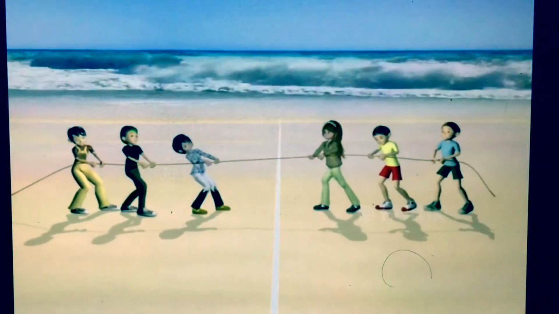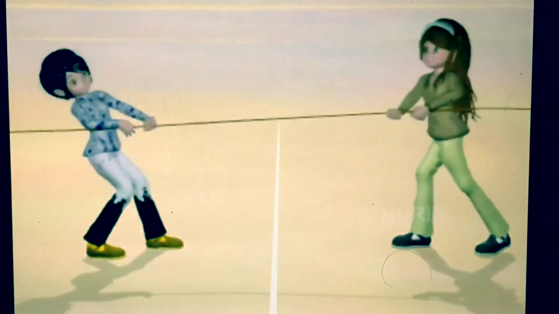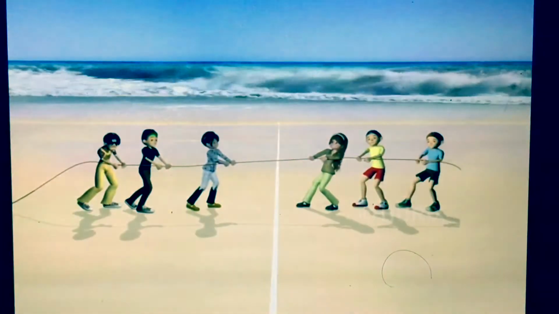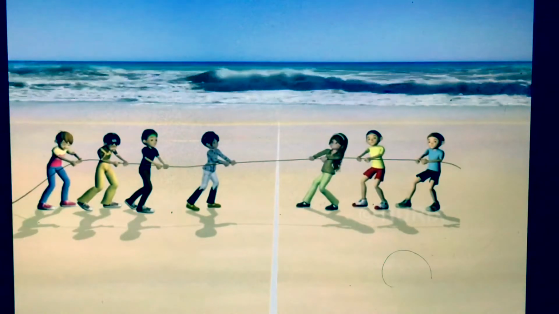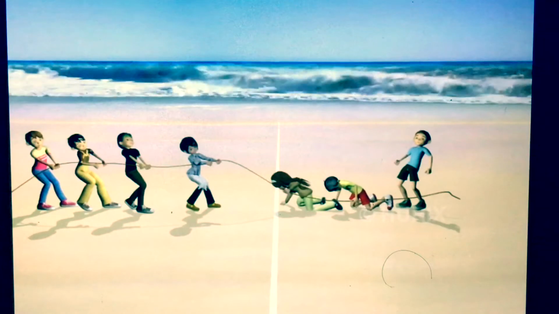Stella and her friends are playing a game of tug-of-war. Neither side seems to be winning, though. Sam has come and joined the opposing team. There, Sam's team has won.